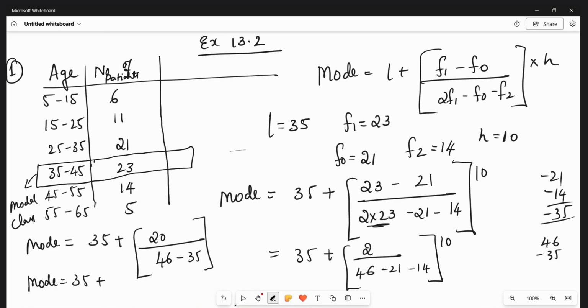Okay. So this is 11. 20 by 11, you will get 1.8. So mode is equal to 36.8. Okay. Mode is equal to 36.8. Then second one. Many have done, I think, no? Second one. Okay. If you have finished the second one, do the third one or leave that space. You can do it in the book. We'll do the third one.